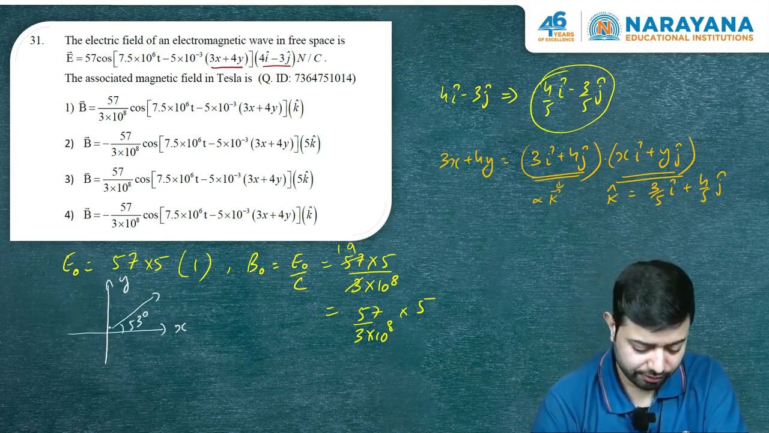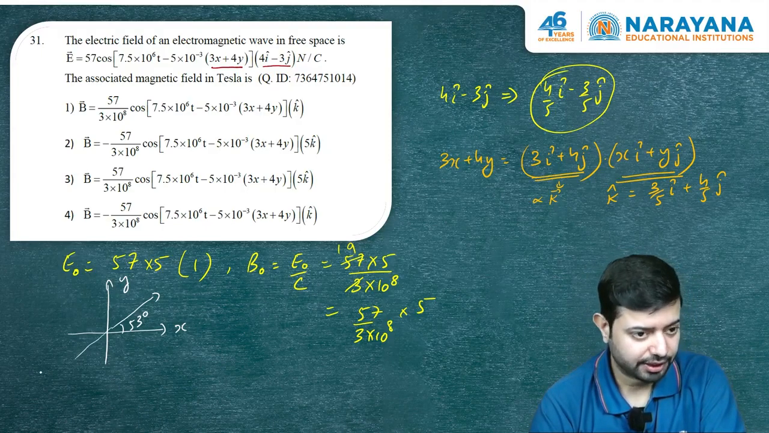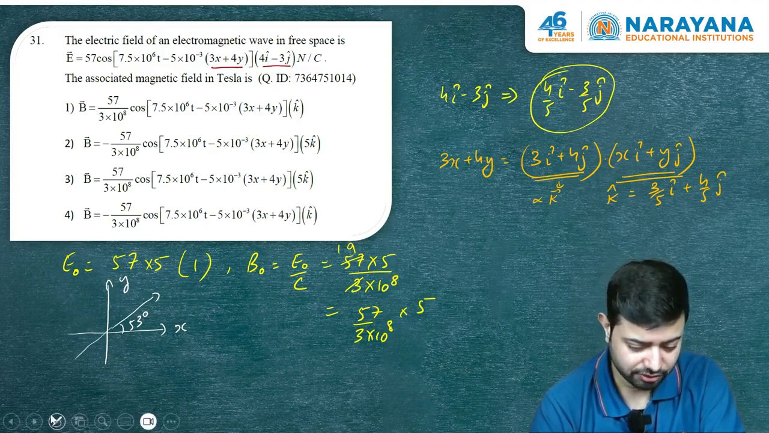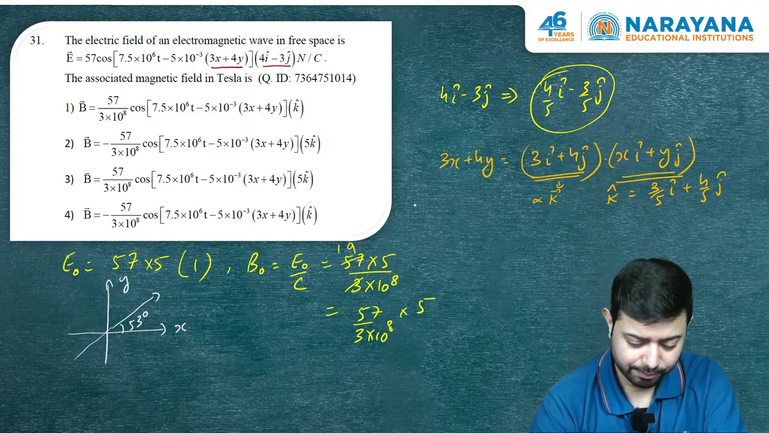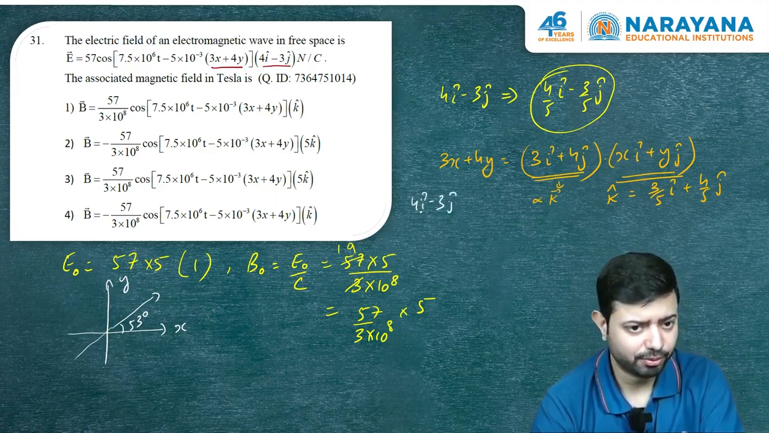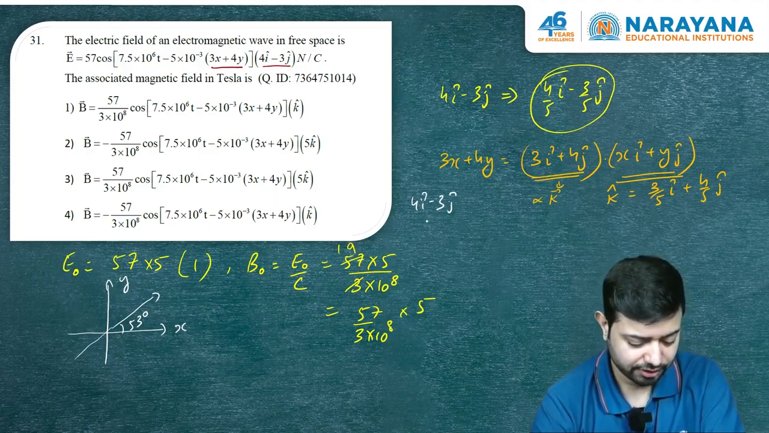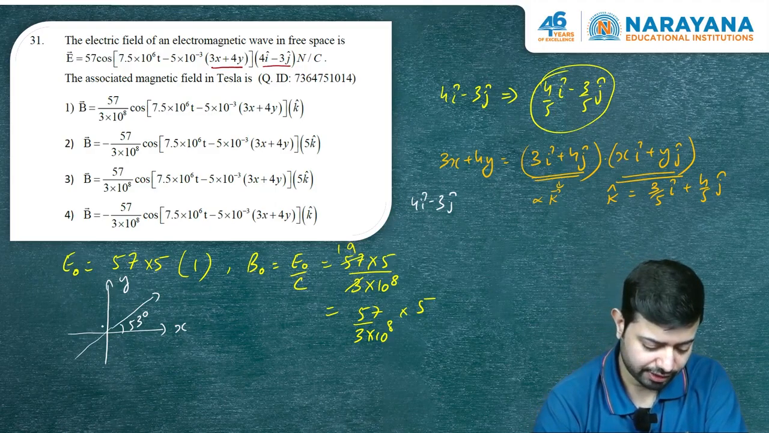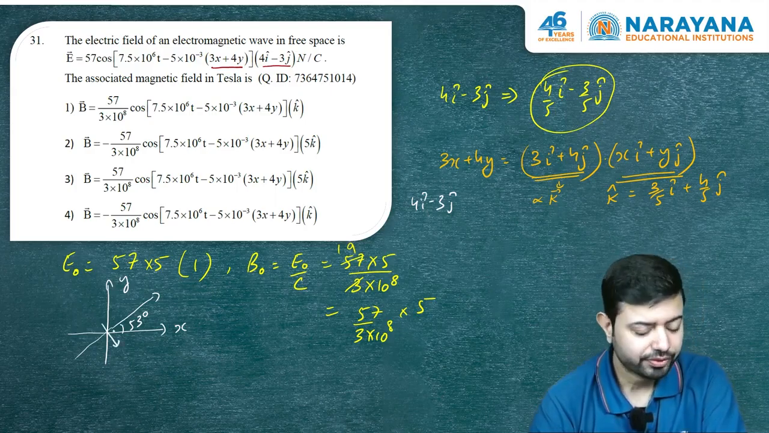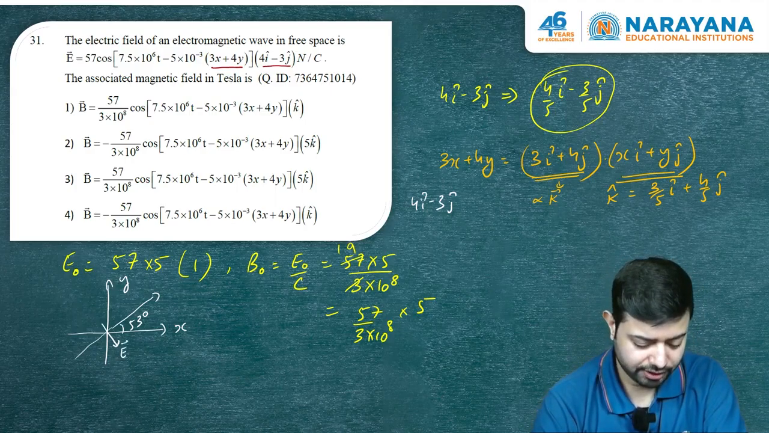But where is the oscillation happening? In which direction? That oscillation is given by the outside bracket part, which is 4 i cap minus 3 j cap. That means i cap is positive and j cap is negative. So which quadrant is it? It is going to be the fourth quadrant. So the oscillation of the electric field vector will be like this. My E vector is somewhere around there, and this is the velocity vector, the propagation direction.